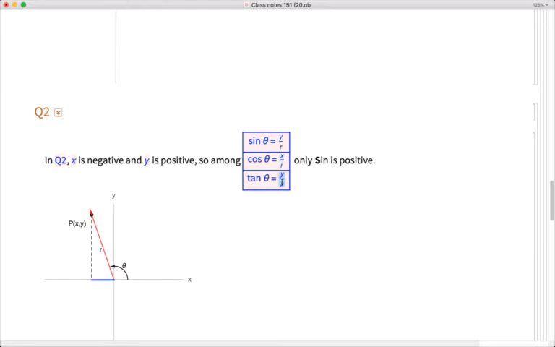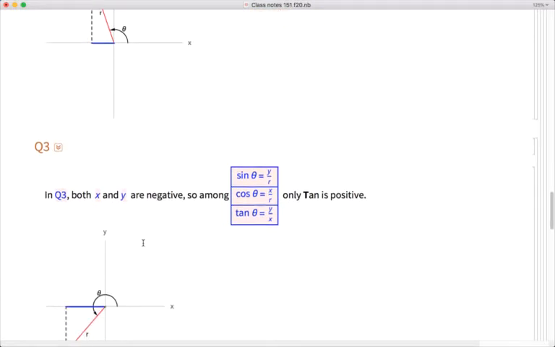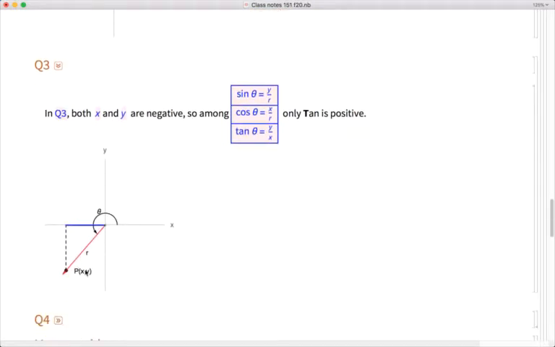And in quadrant 2 again, x is negative and y is positive, so this ratio is negative. So in summary, out of these three functions, only the sine is positive in this quadrant. The cosine and tangent were both negative.